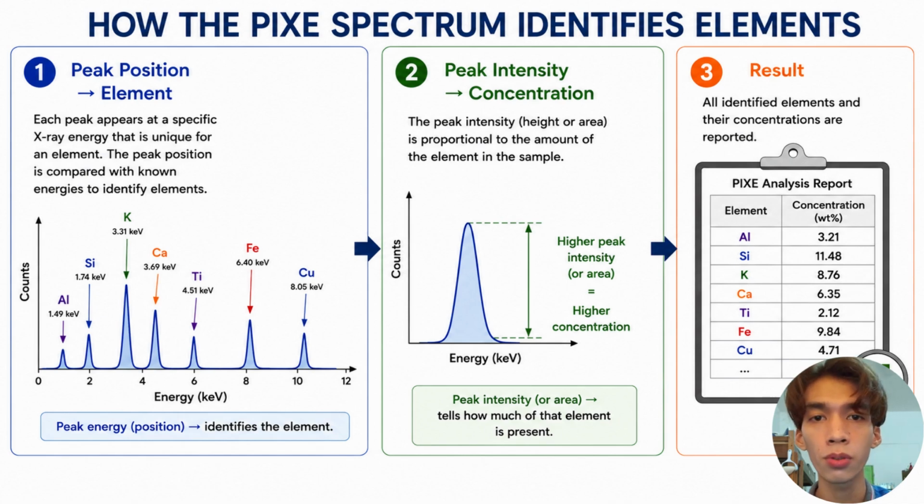Next, in step 2, we analyze the peak intensity, or more accurately, the peak area. A larger peak means that more X-rays were detected from the element, indicating a higher concentration of the element in the sample. Finally, in step 3, the analysis software combines both pieces of information to generate a PIXE analysis report by listing the detected elements together with their concentrations.